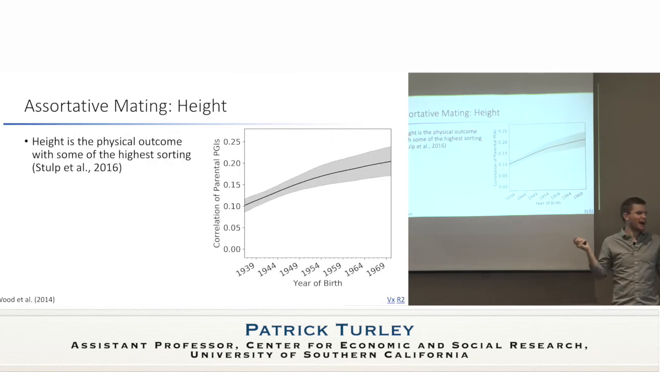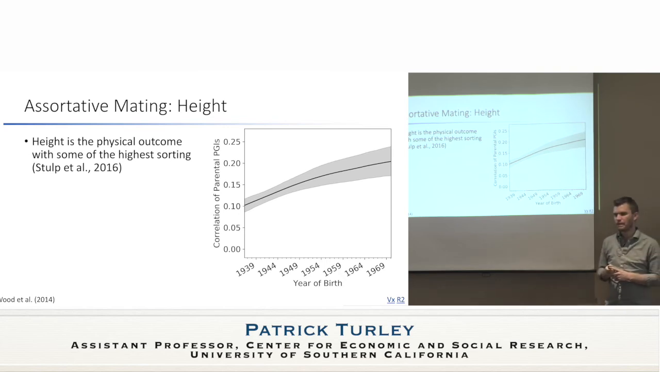So we've been talking a lot about height, because height's an important example of sorting in the population. When we use the height PGI and estimate sorting over time, we see that, as has been shown in a bunch of studies, sorting on height is quite large, and it looks like sorting on height is increasing over this interval where we have data in this study. So that's potentially interesting. Yeah?